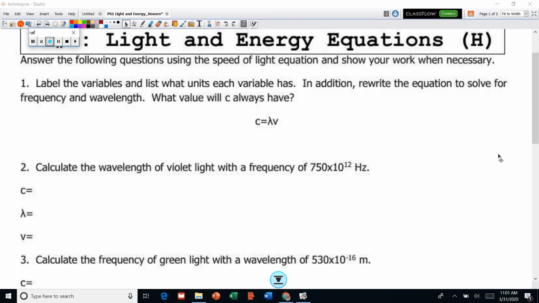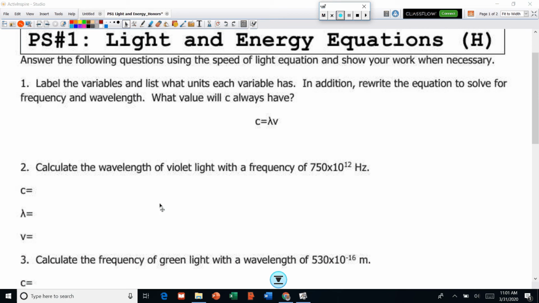All right, in the assignment today, I included a worksheet, PS1, light and energy calculations. I just wanted to go through and make sure that you had some practice on some of these problems. So I'm going to go through and post the answer key to this, and just work through some of these problems for you and talk about some things you need to pay attention to.